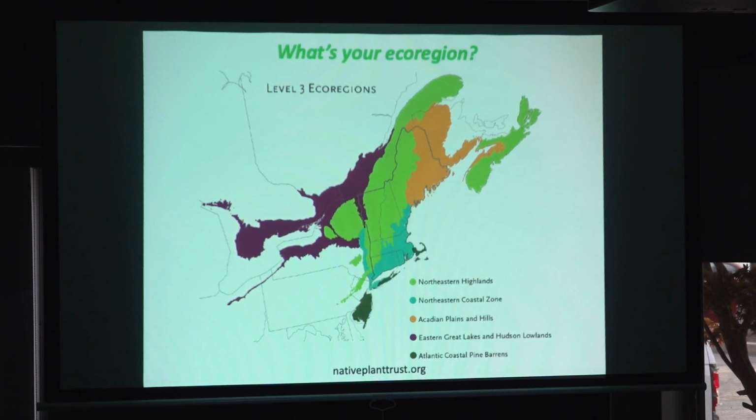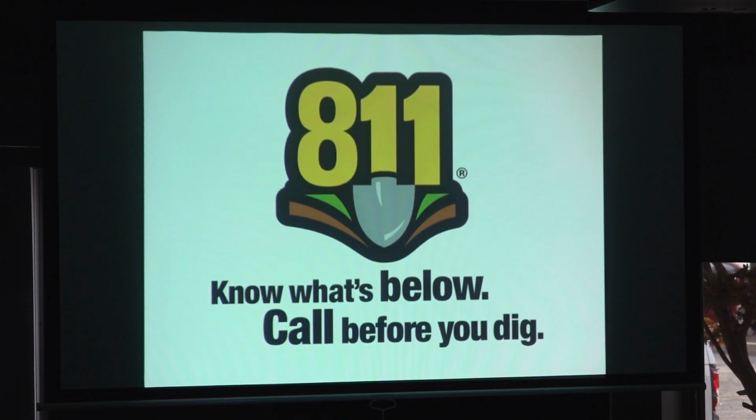If you go to nativeplanttrust.org, all you have to do is put in your zip code, and it'll tell you what your ecoregion is, and then you'll use that.